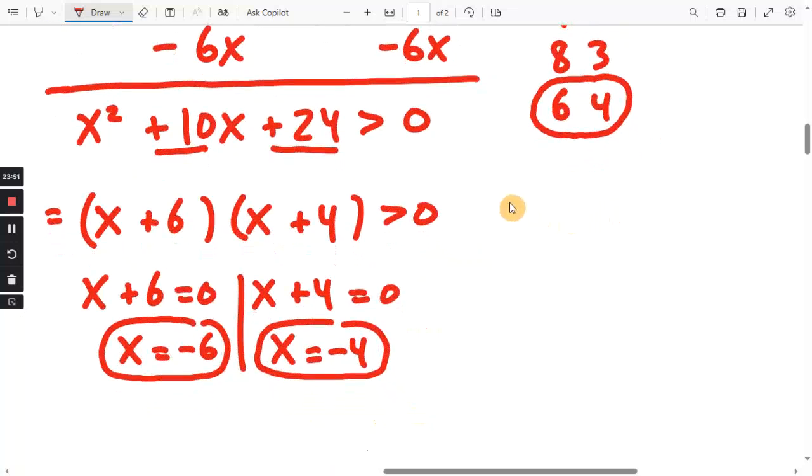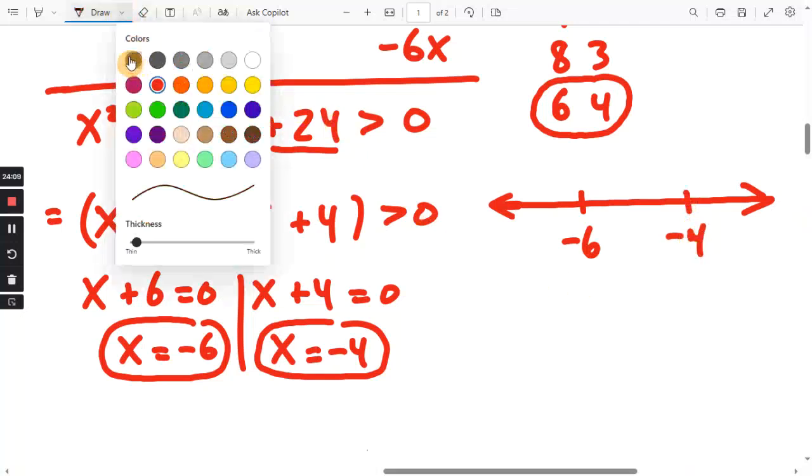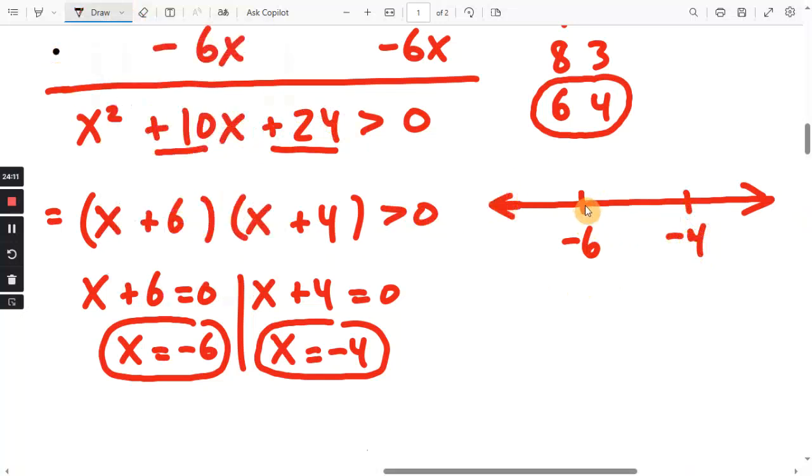So go to the number line and plug in the numbers that are in between. Negative 6 and negative 4. All right, you can choose anything you want as long as they're in between. So what's less than negative 6? Well, you could use negative 7. You could use negative 8. Doesn't matter. What's in between negative 6 and negative 4? Well, how about negative 5? What's greater than negative 4? How about a 0? All right. So you can plug it into the original, but I always go with the factored form.